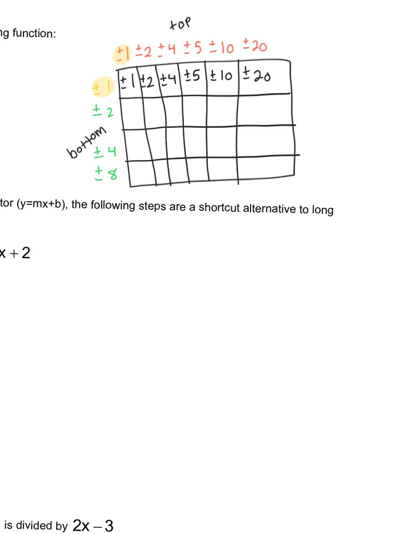And then you're going to continue with the top number, and you're going to change the bottom number. So now I'm going to still focus on the 1, but I'm going to pair it with that plus or minus 2 that's there now. So you're going to have 1 divided by 2, which is a half. 1 divided by 4 is 1/4. 1 divided by 8 is 1 over 8.